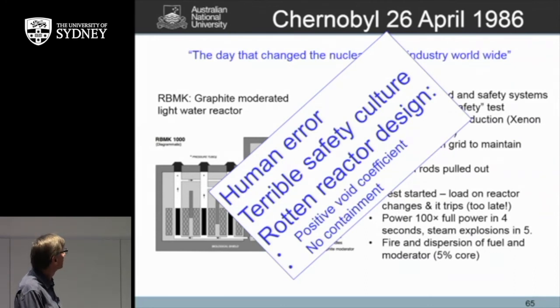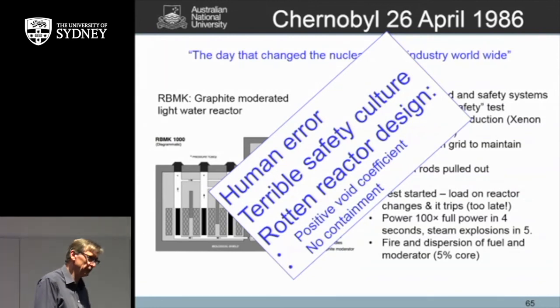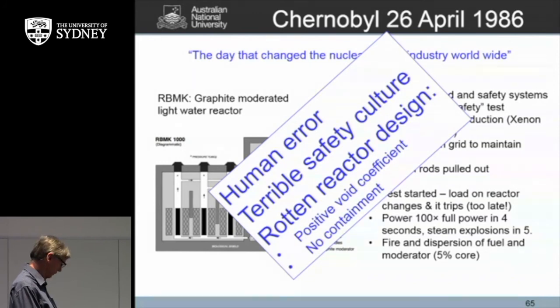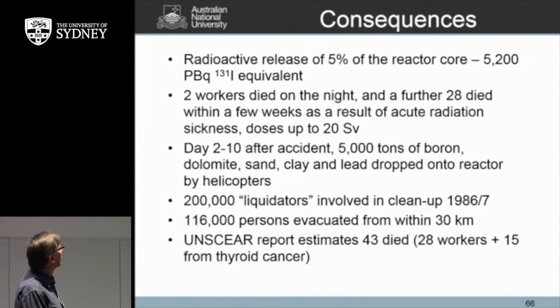So this one: human error, terrible safety culture, and a rotten, really rotten reactor design. No containment. No reactor like that would ever have got licensed in the West. A lot of consequences. People died. Estimates of the cancer deaths depend on who writes the report, but of the order of 50 people were killed as a direct consequence of this accident.